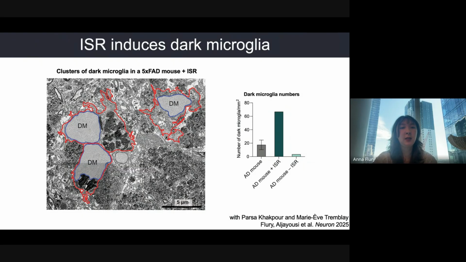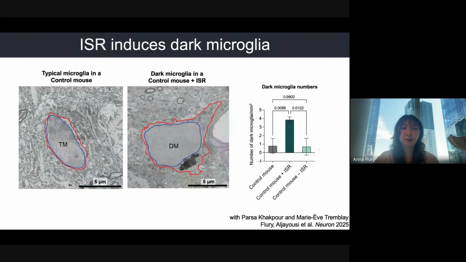So we tested this even in the absence of pathology, and we found the same thing. If we gave a control, otherwise healthy mouse increased levels of microglial ISR, we could increase the number of dark microglia. And then, opposite, if we inhibit it, we don't get as many dark microglia.